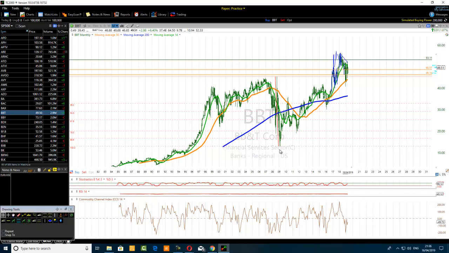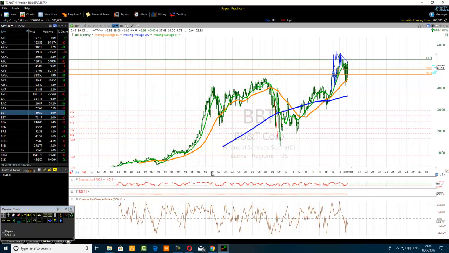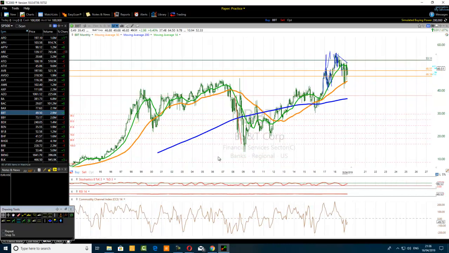But talking about myself, George, when it has a long tail like that, I just ignore it. I'll give priority to the closing price, and that's how I will do it. All right?